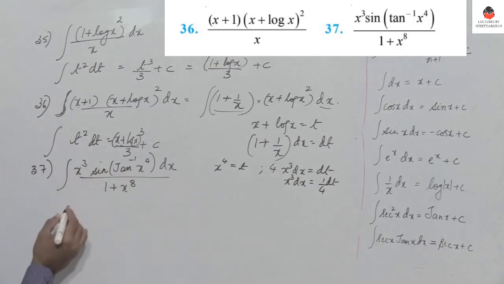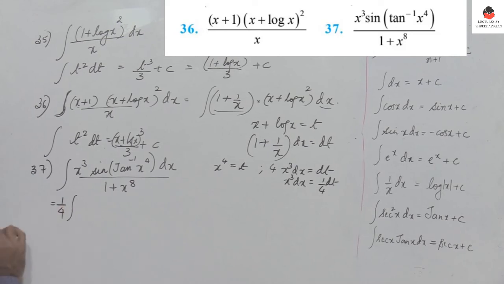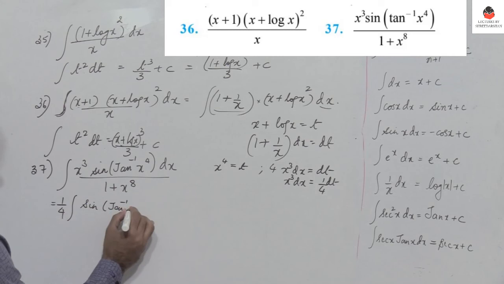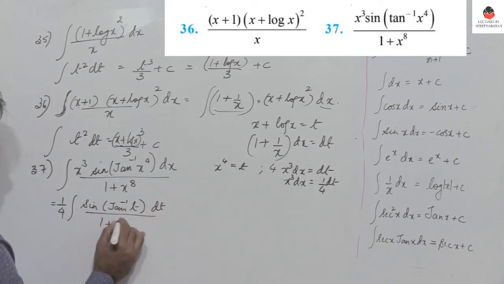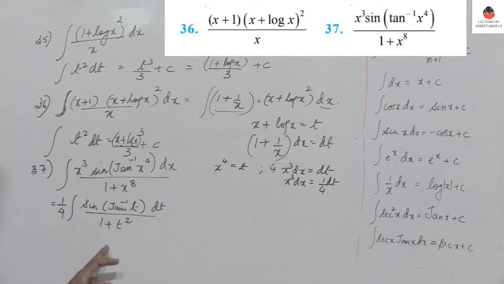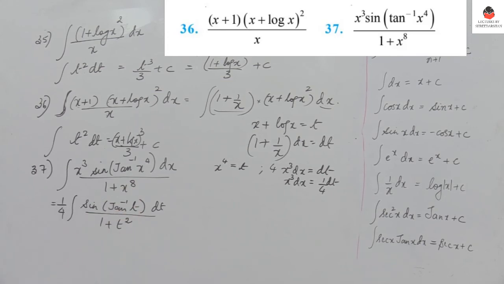So x cubed dx is nothing but dt by 4, and you have sine of tan inverse t dt divided by 1 plus t square. So we know that differential of tan inverse t is 1 by 1 plus t square, right? So differential of tan inverse x is 1 by 1 plus x square. So instead of x we have t.